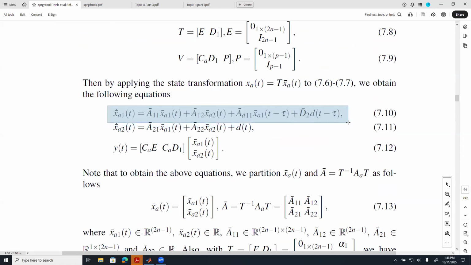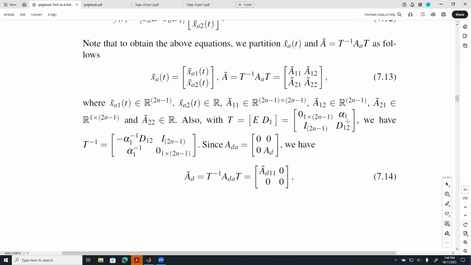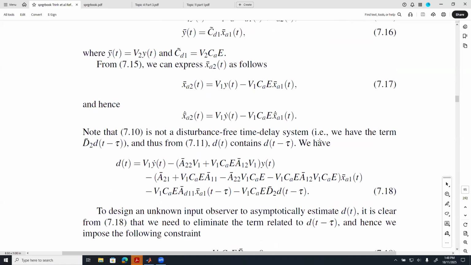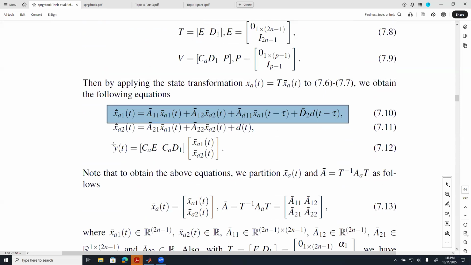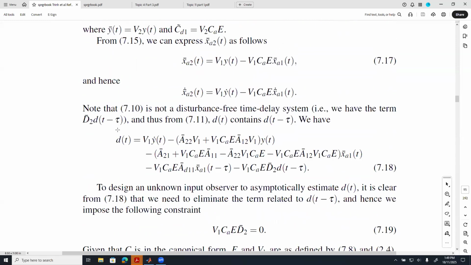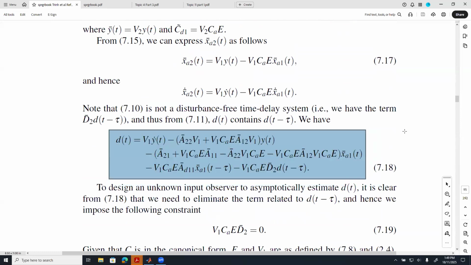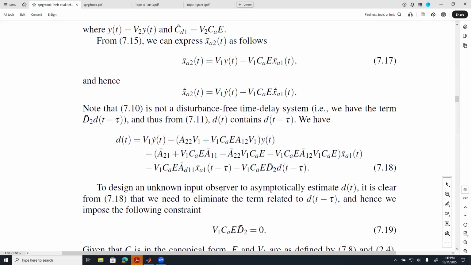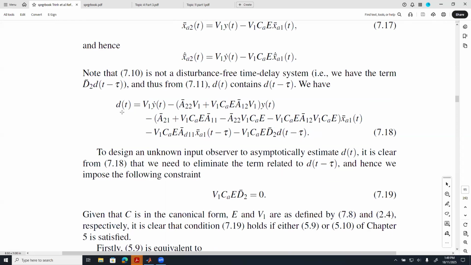And now, after completing that task, we also substitute that back into this expression in here to obtain d of t, the unknown input. And when we do that, we have the equation expressed as follows. It's important to note in here that the unknown input is also including this delay unknown input in there. Now, if we want to really asymptotically estimate this unknown input, we must have this term equal to 0. Otherwise, we can't guarantee the error asymptotically goes to 0. So that's the key there.